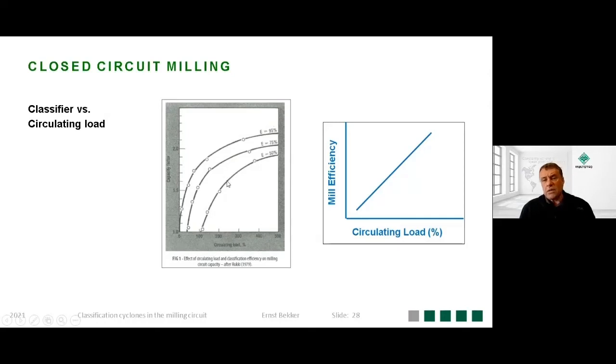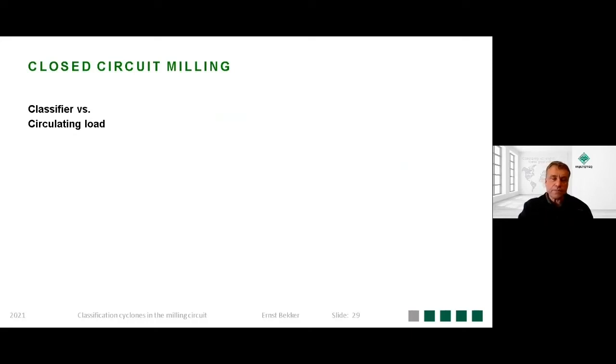So if we now, just for the sake of this example, look at if you had a perfect classifier. As the circulating load increases, your mill efficiency increases. And the reason for that is you have perfect classification. Higher circulating loads decrease the retention time inside the mill. So you are reducing overgrinding, and therefore your mill is operating more efficiently. So a mill in itself actually wants very high circulating loads.